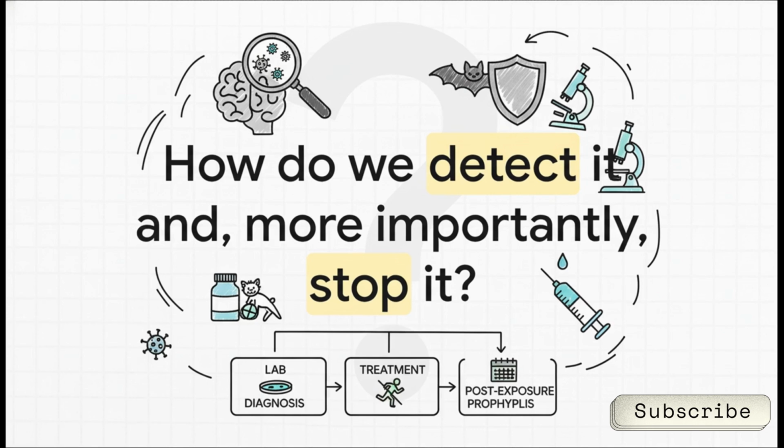This leaves us with a huge question. How do we fight back? How can we possibly detect this thing early enough to make a difference? And most importantly, how do we stop this whole process from even starting after a bite? That's what we're going to cover in Part 2. We'll get into the lab diagnosis, treatment, and the absolutely crucial topic of post-exposure prophylaxis.